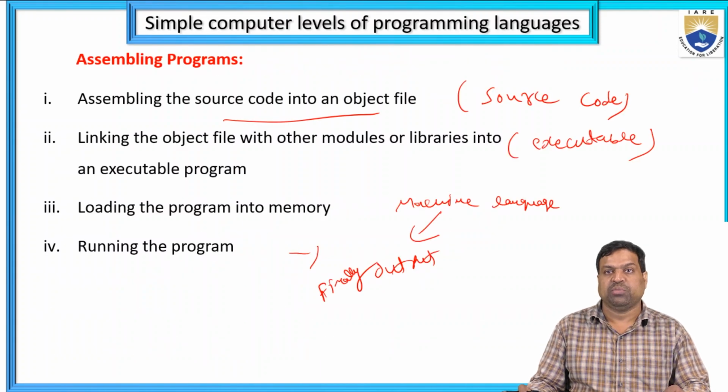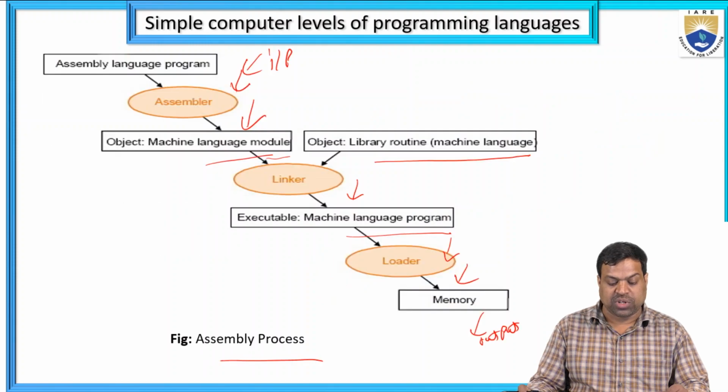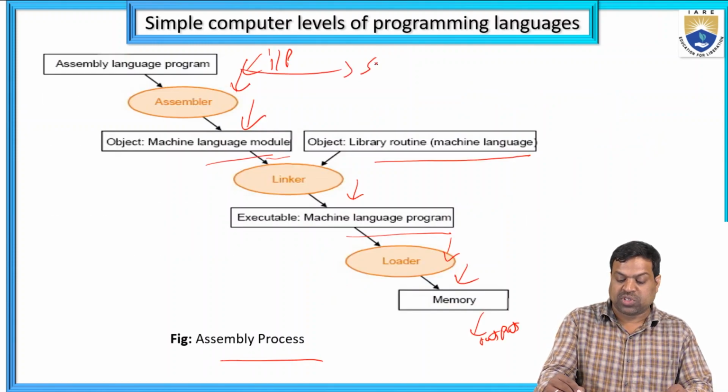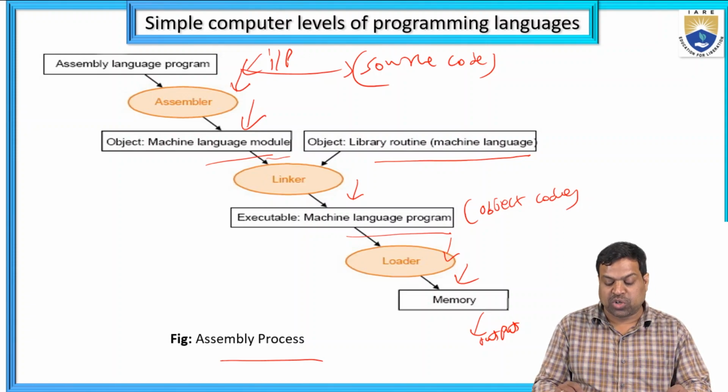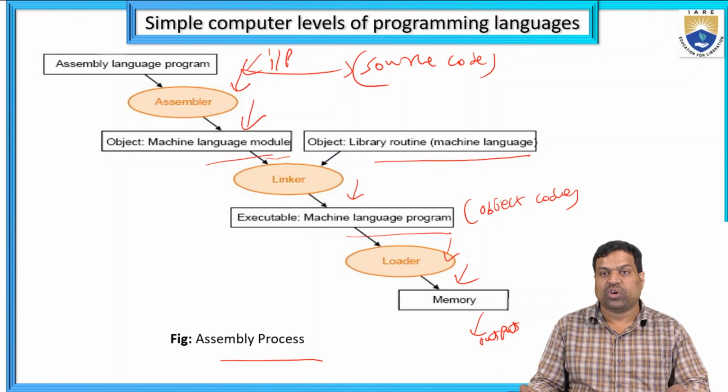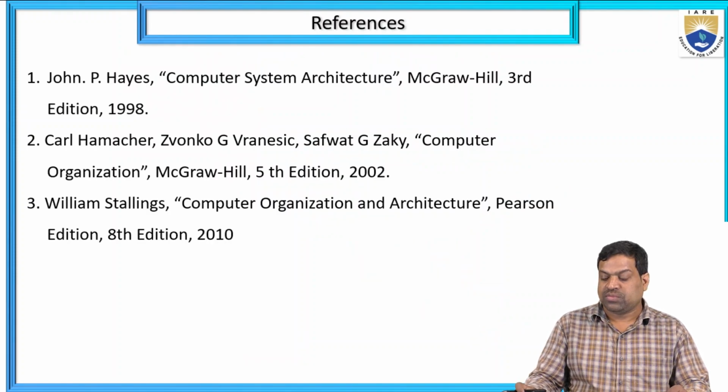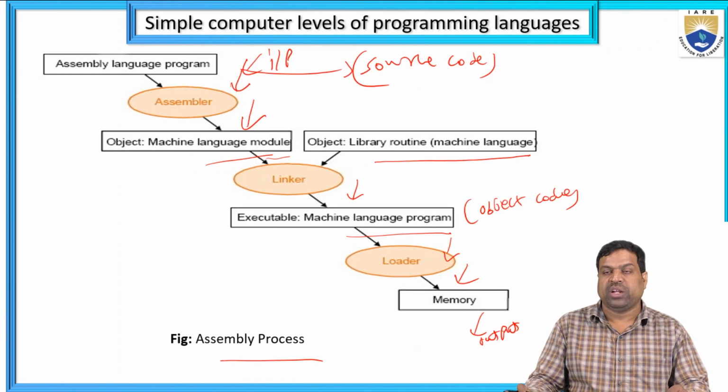So for assembly programs: assembling the source code into an object file, linking the object file with other modules or libraries into an executable program, loading the program into memory, and running the program. Assembly programs are always source code, and this source code is converted to the object file or object code. Assembly language goes to the assembler, producing machine language, then with the module or library routine goes to the linker, and after the linker the machine language program is the object code, then the loader, then memory. So this is about the simple computer programming levels.